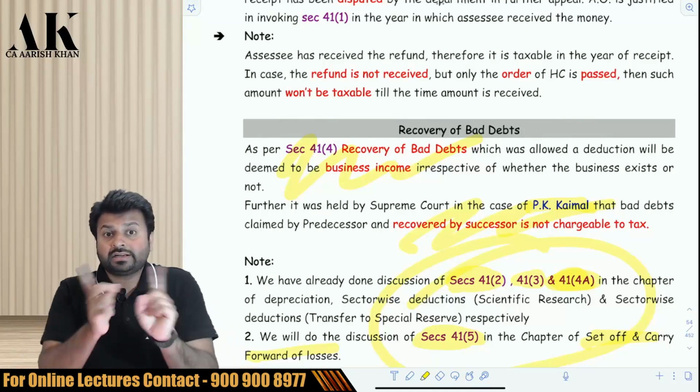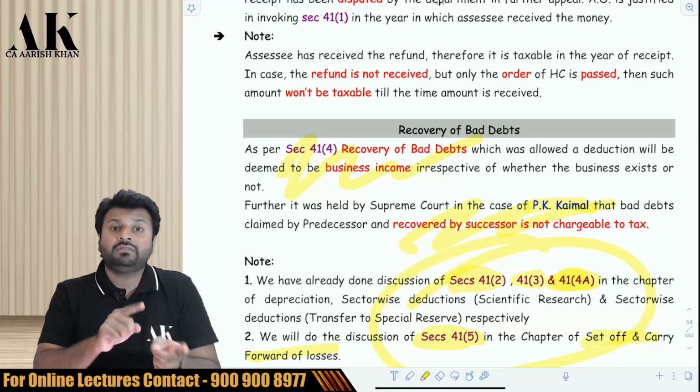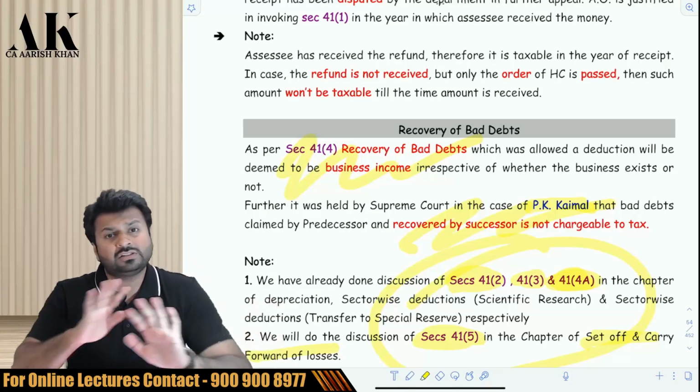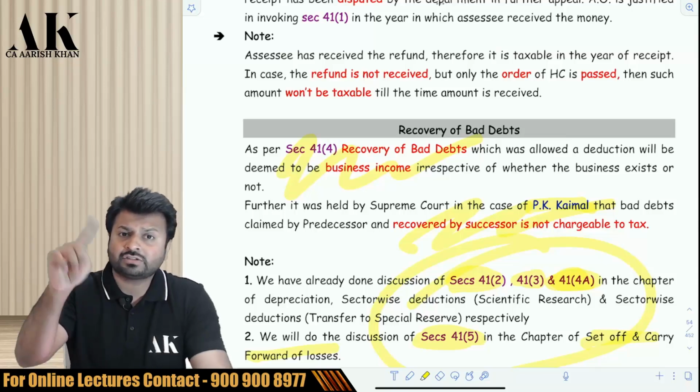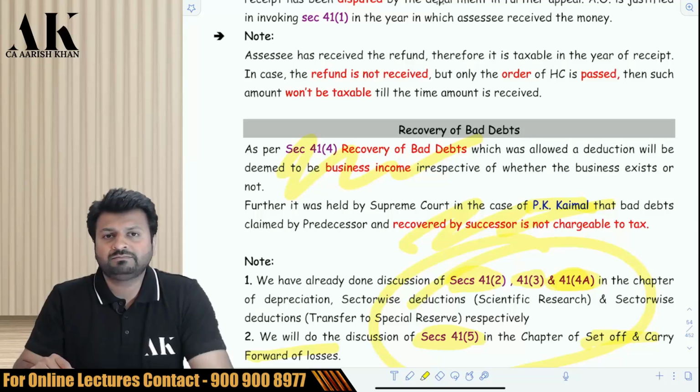So there is a contradictory view between both of them. In 41(1), the successor will be liable to tax. But in 41(4), the successor will not be liable to tax as per the Supreme Court judgment. For 41(1), there is no Supreme Court judgment. For 41(4), there is a Supreme Court judgment. Please go through it and then we'll go ahead. This is what deemed income is all about.